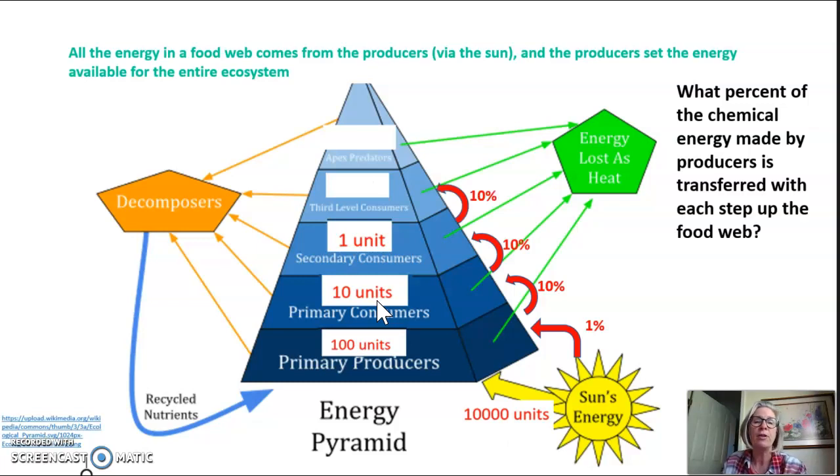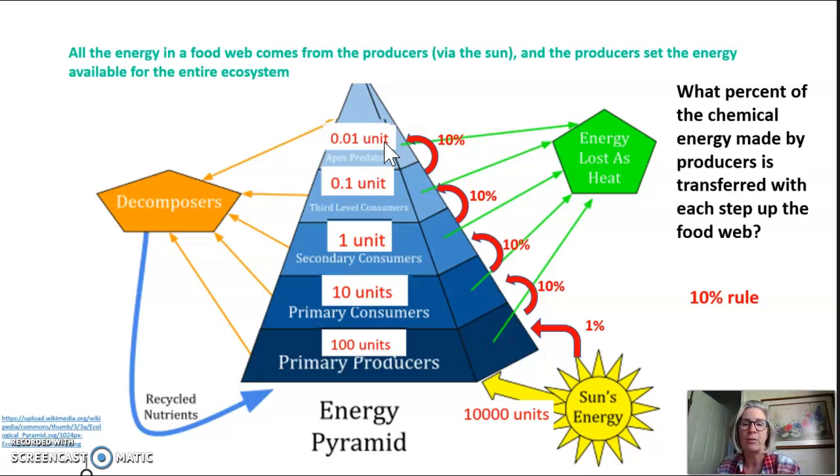Keep going up the food chain, and what we see is that only 10% of the energy from the secondary consumers can be transformed into energy by the third level consumers, and that becomes 0.1 units of energy. Going up to the quaternary level, again, only 10% of the energy can be transformed into chemical energy. So starting with 10,000 units of energy from the sun, by the time you get to a quaternary consumer, you have 0.01 units of energy left. We refer to this as the 10% rule.